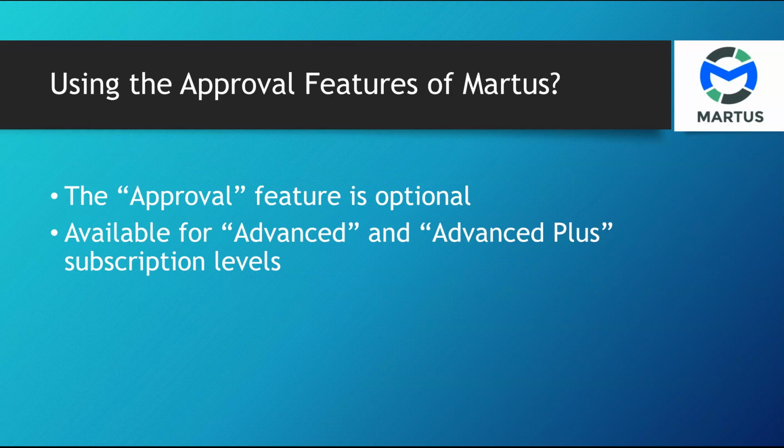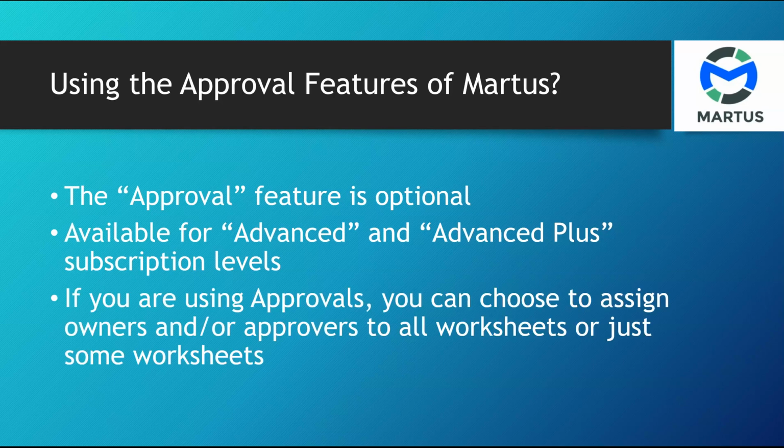Martus includes an optional approval feature at the Advanced and Advanced Plus subscription levels to help you manage the budget review and approval process. Your organization's structure and procedures will determine whether you should use the owner and approver features on some, all, or none of your budget worksheets.